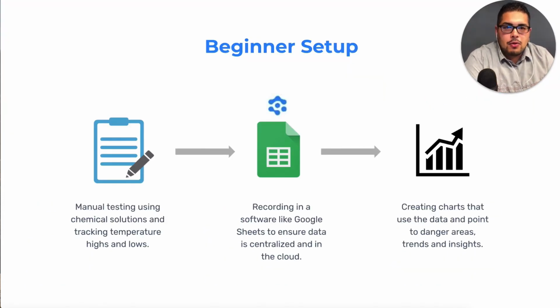So let's just go through what a beginner setup looks like. We have our beginner setup, so we have our manual testing and chemical solutions. Very simple, straightforward. You put the drops in, you shake it up, you wait 5 minutes, and then you look at the actual readings and try to translate it into a color or a number. And basically you just record that in Google Sheets or our software, for example, and then out of that you get charts that you could look at.